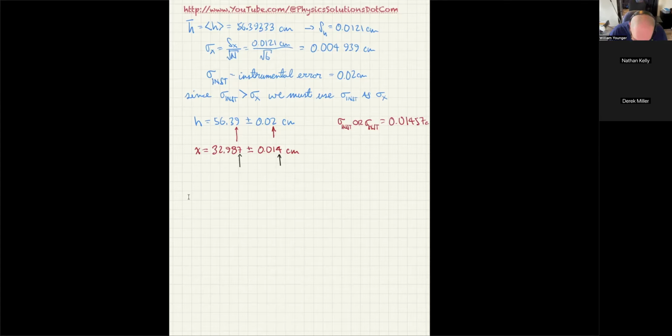So that's the process you go through for figuring out what a best estimate of H is, as well as what error I should assume it has. So that's the sort of rule, if you will. You're going to calculate the standard deviation, then you're going to divide the standard deviation by the square root of the number of trials. That'll give you the standard error, and then the standard error is supposed to be after the plus or minus, unless that standard error is smaller than the instrumental error.